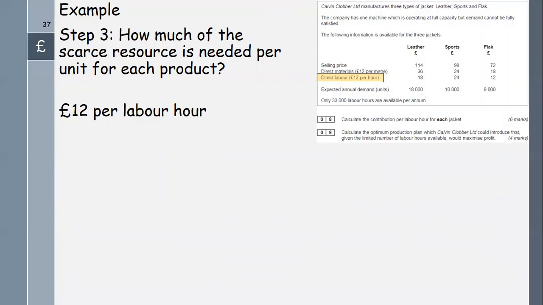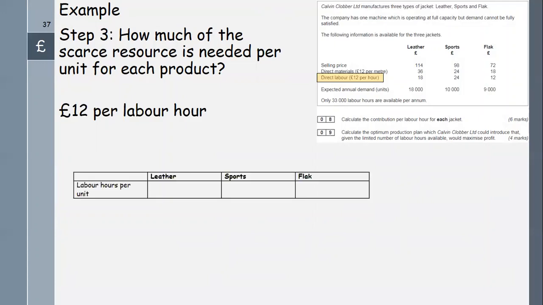So to work out how many hours, we do 18 divided by 12. Sports takes 24 hours, £12 per hour. So that's 2 hours, 24 divided by 12. And flak, it costs £12, and it is £12 an hour, so that must be 1 hour. So I filled in that row of the table. 1.5 hours for leather, 2 for sport, 1 for flak.